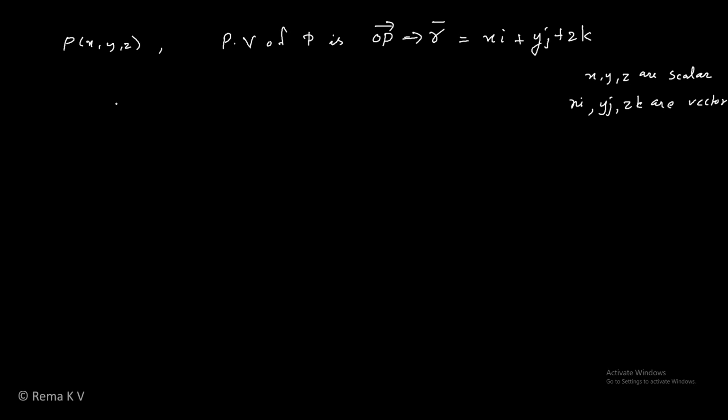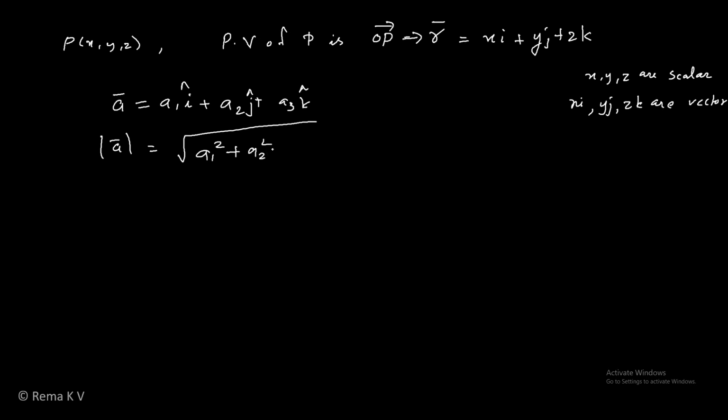Okay. If vector A is given by a1i plus a2j plus a3k, then modulus of vector A is root of a1 square plus a2 square plus a3 square. See, this is in component form. Vector A is equal to a1i plus a2j plus a3k, and modulus of A is equal to root of a1 square plus a2 square plus a3 square.